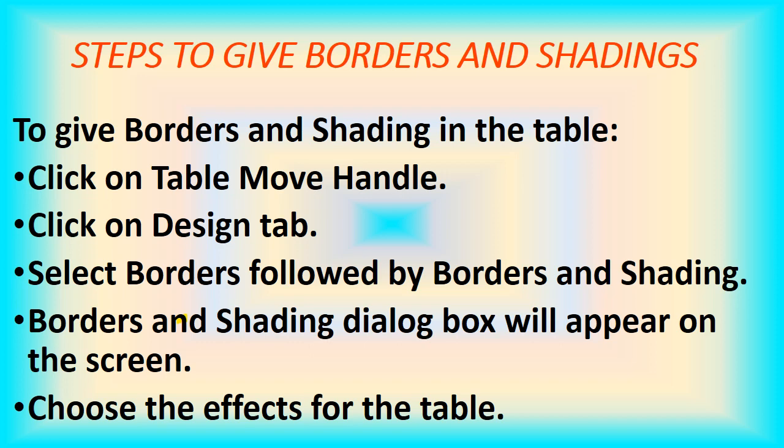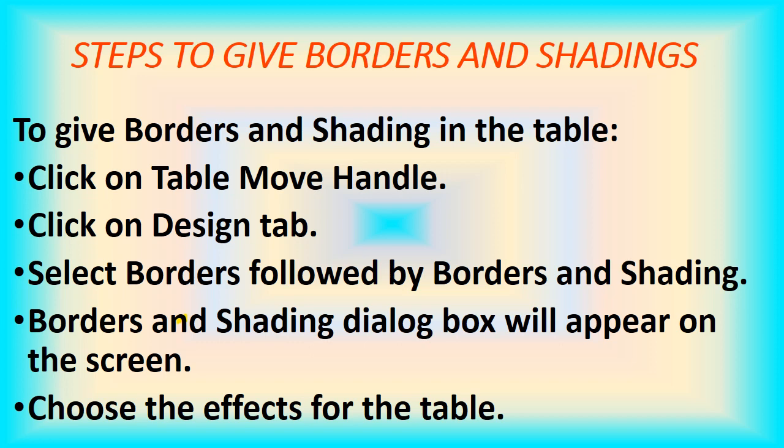To give borders and shadings in the table, first of all we will click on the table move handle. You all know where the table move handle is? Yes, it is in the upper left corner of your table. When you keep your cursor in the top left corner of the table, you will get the symbol of the table move handle. So you will click on that. After clicking on the table move handle, your entire table will be selected.